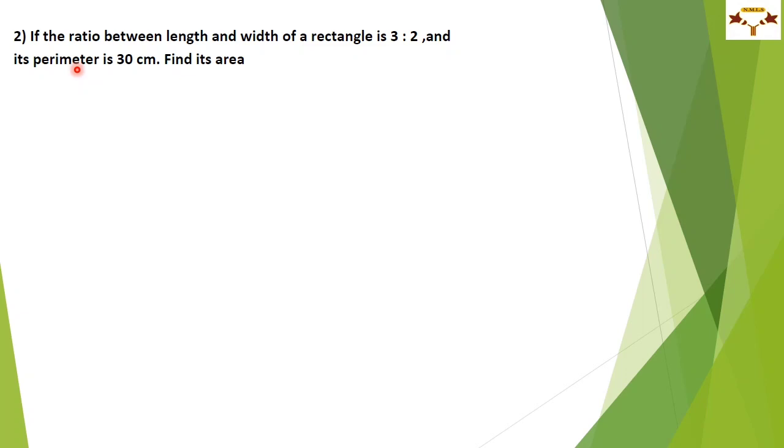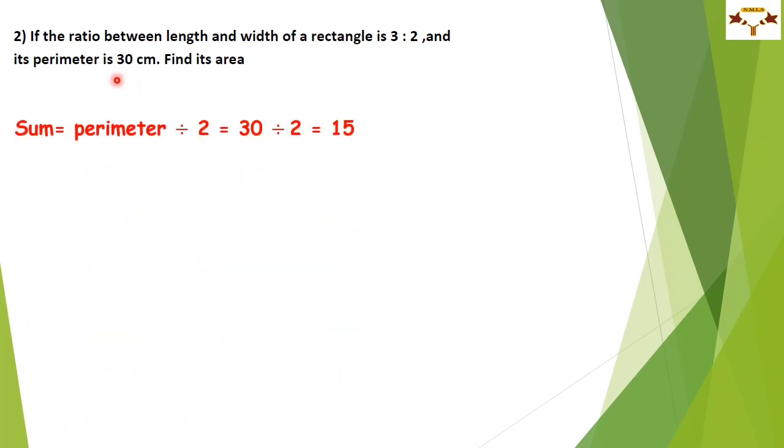We studied that the perimeter means sum. The perimeter of a rectangle equals length plus width times 2. So I have length plus width and length plus width, two groups of length plus width. But in the ratio, I want length plus width only one time.